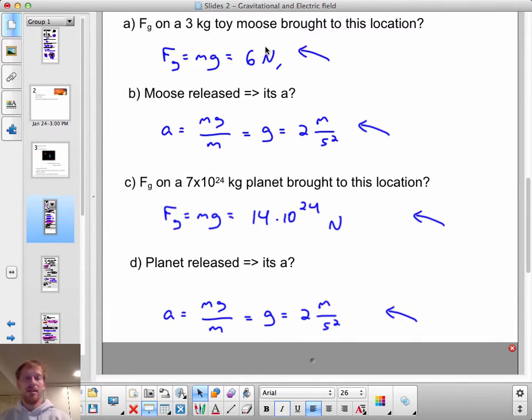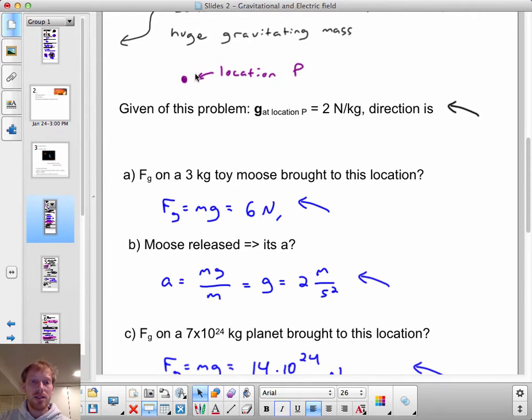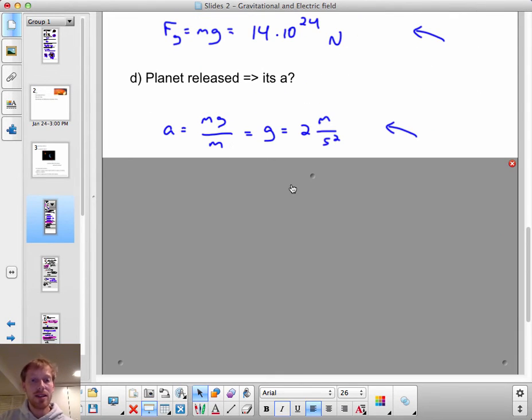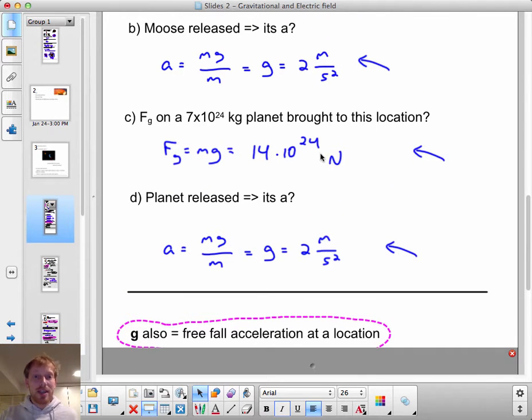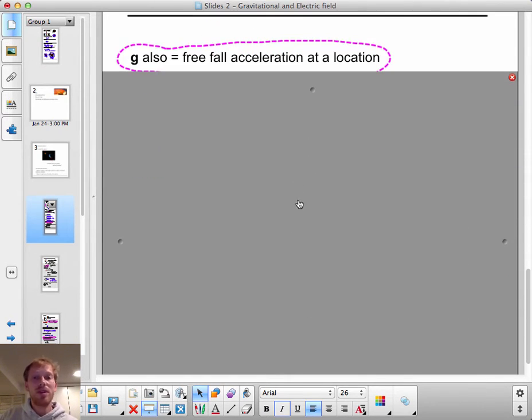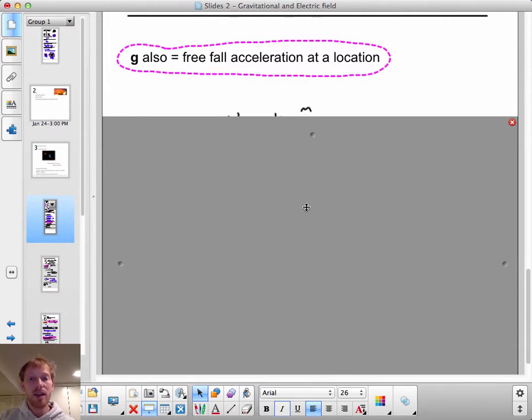So it looks like the toy moose and the planet, when brought to this location, had very different amounts of force that this gravitational field exerted on them, but they experienced the same acceleration when you let them go because there was that cancellation in the mass. Okay, so the fact that 2 meters per second squared is the acceleration of both of them confirms what you probably suspected all along, as with the case on Earth, where the gravitational field is 9.8 newtons per kilogram, or 9.8 meters per second squared. At any location, the gravitational field is also the free fall acceleration at a location.